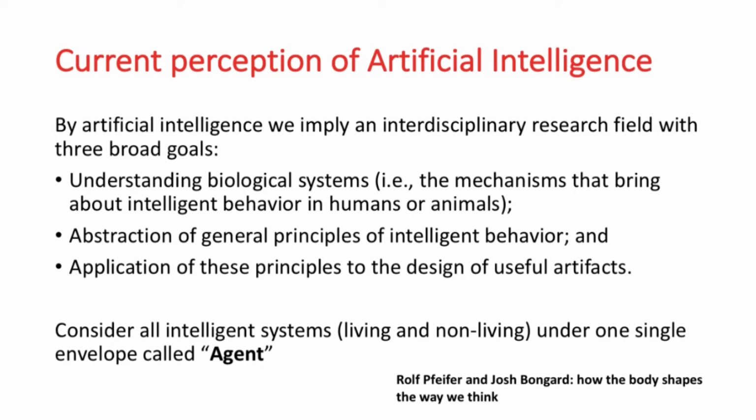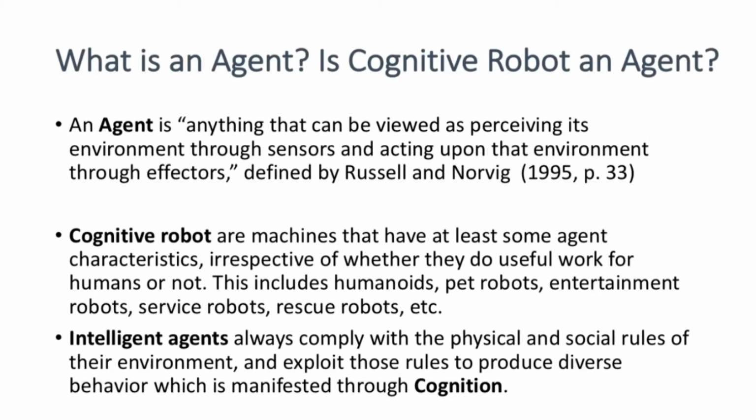Now, we would consider all intelligent systems, both living and non-living, under one single envelope, which is called an agent. This is the direction that you will see in Rolf Pfeifer and Josh Bongard's book on how the body shapes the way we think. So let us think about these agents. What do we mean by an agent? And is a cognitive robot an agent?